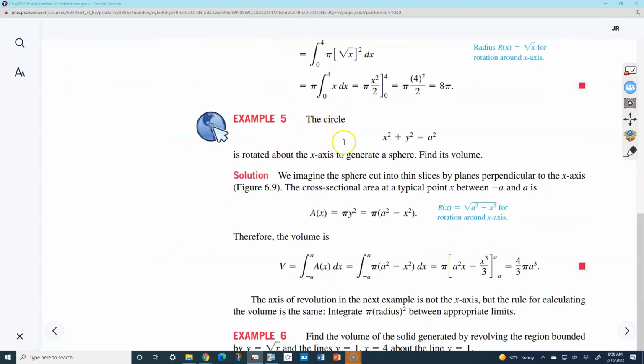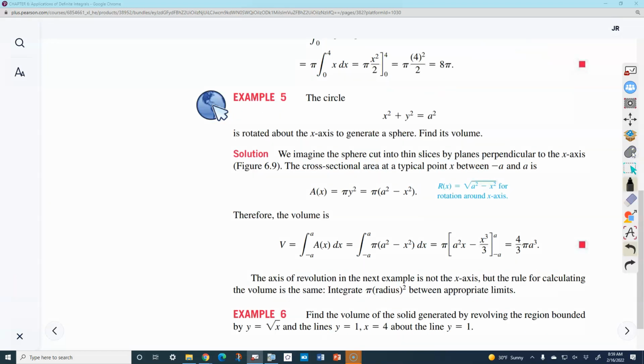All right, let's look at example 5. The circle, x squared plus y squared equals a squared, is rotated about the x-axis to generate a sphere. So if you take a circle and you revolve it, you rotate it, then it's making a sphere, right? Everybody can kind of visualize that, hopefully. Find its volume.